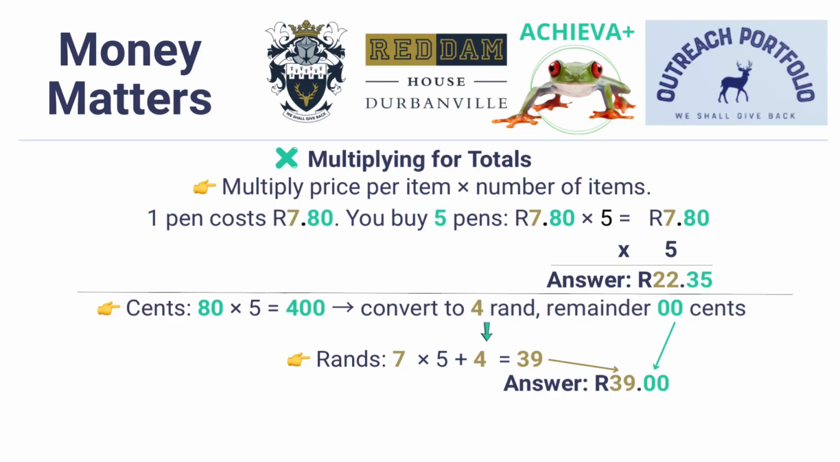First, multiply the cents. 80 times 5 is equal to 400, divided by 100 to convert to rands. This converts to 4 rand with a remainder of 0 cents. Then multiply the rands. 7 times 5, which is 35, plus 4, which is 39. Remember BODMAS. The answer will be 39 rand, or rand 39.00.